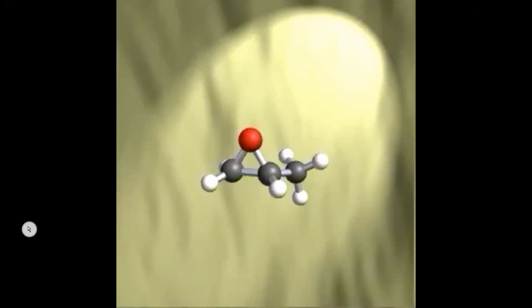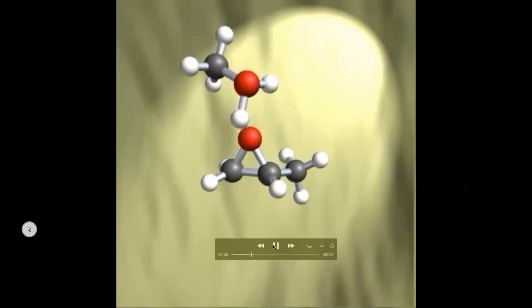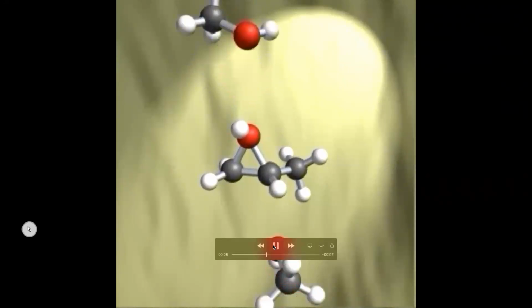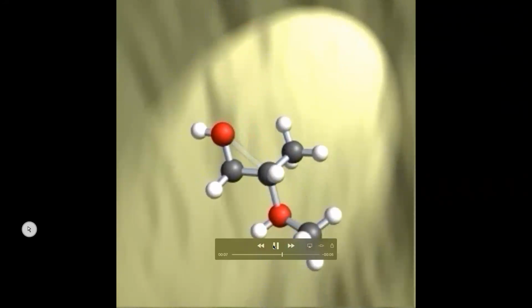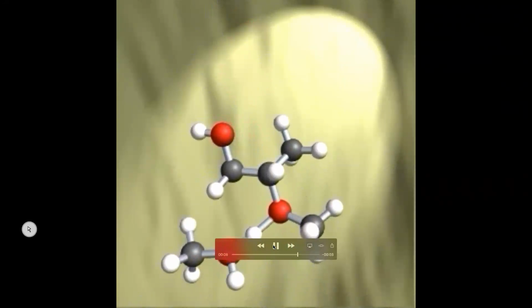Okay, so I'm going to hit play. And so the first thing that's going to happen is the acid is going to come into the view, and we're going to protonate that O. Okay, then methanol adds from the opposite side, and then it's deprotonated.